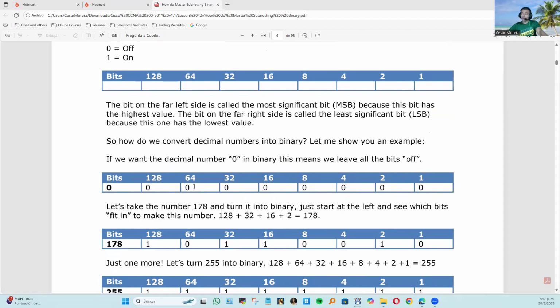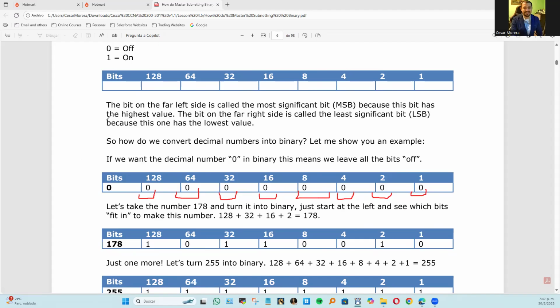If you want the decimal 0 in binary, this means we leave all the bits off, meaning this one as 0 and so on. All of these spaces are set as 0. This will give us a binary value of 0, because if we sum up all these zeros, we will still get 0.